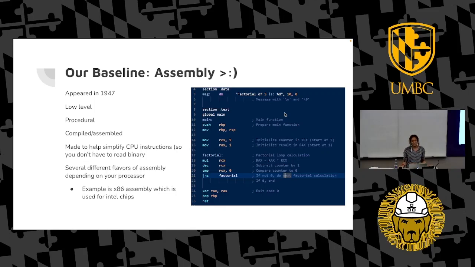It's 313 lines. That's nothing. So assembly first appeared in 1947. It's a low-level procedural compiled or assembled programming language. It's essentially made to help simplify CPU instructions. So it's actually considered a high-level language because you're not dealing with straight-up machine code to run the instructions from the CPU. There are a lot of different flavors of assembly, because each processor has its own instruction set and therefore a different type of assembly to run it.